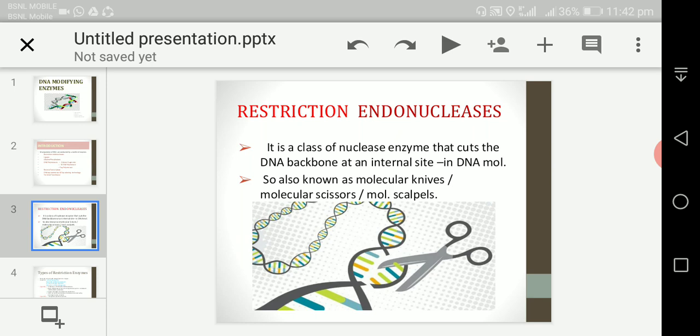First, we will study about restriction endonuclease enzyme. Now, what are these restriction endonuclease enzymes? From the figure, you can see that they are a class of nuclease enzyme which can cut the DNA backbone at any of its internal site. So, they are also called molecular knives, molecular scissors, or molecular scalpels.